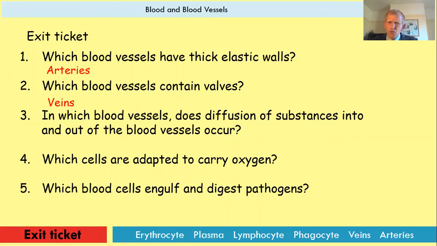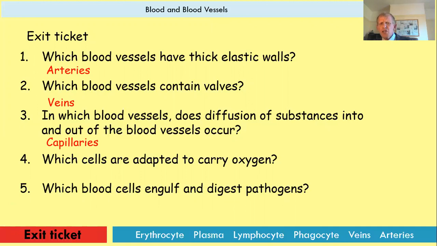In which blood vessels does the diffusion of substances into and out of the blood vessels occur? Remember, these were the very specialized blood vessels that were highly branched, had a large surface area to volume ratio, and they had a very, very thin vessel wall, and they were the capillaries. So well done if you got that right, guys.